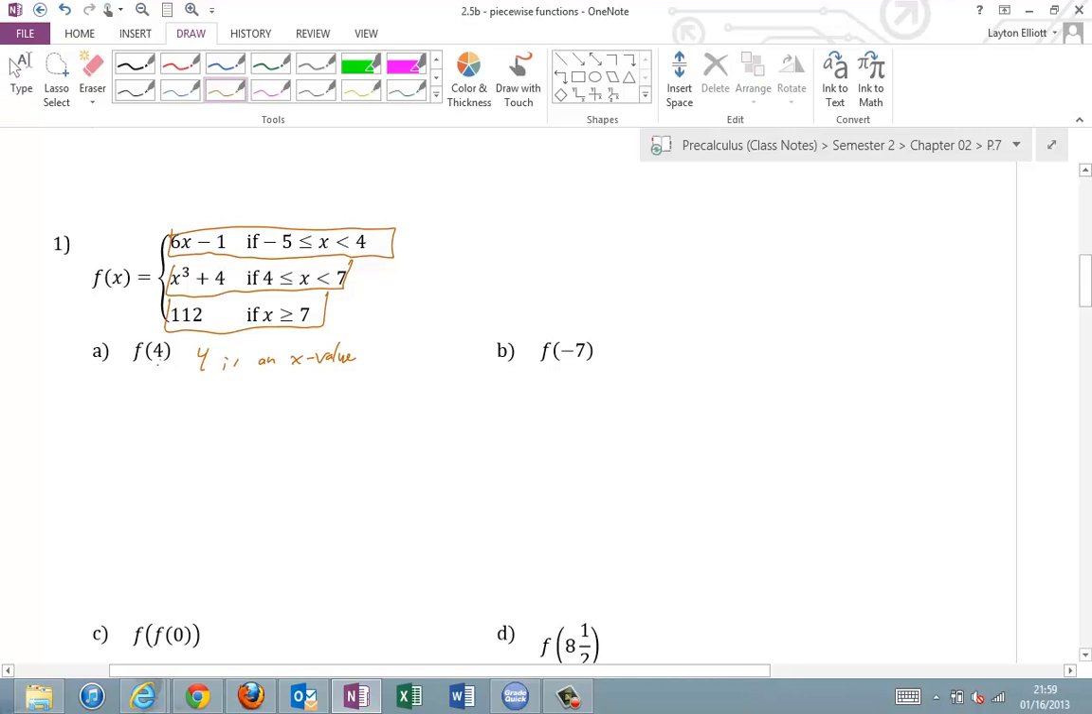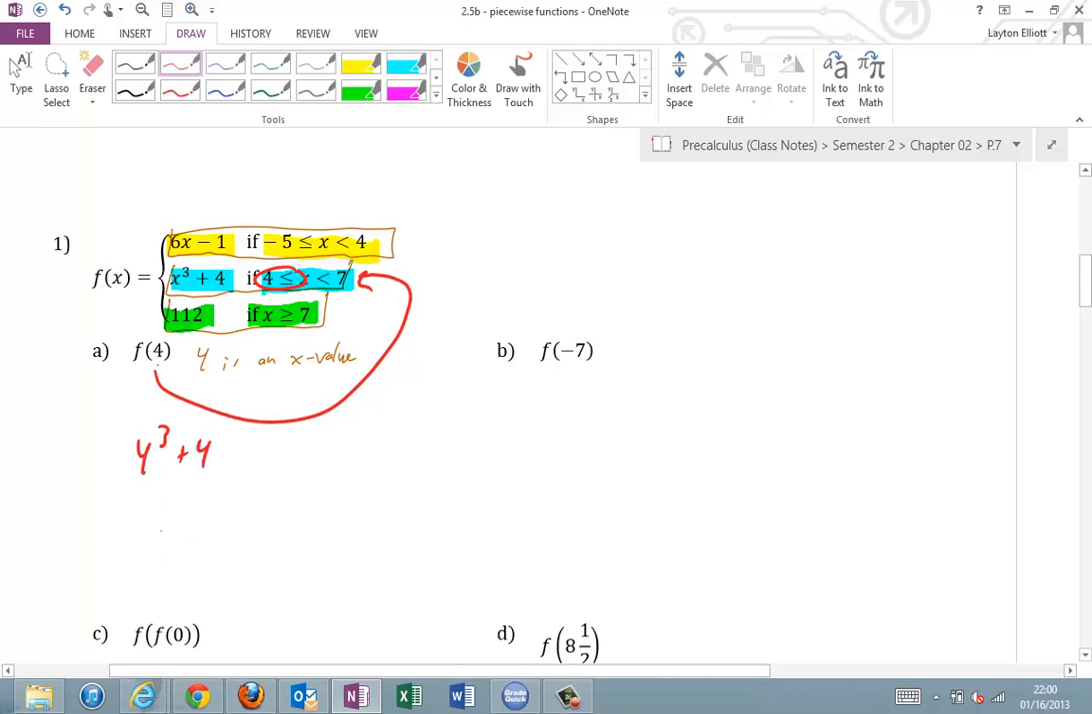So we're going to plug 4 in, but the question is, which one do we plug it in? Do we plug in yellow highlight? Do we plug it in blue highlight? Or do we plug it in green highlight? Well, 4 satisfies one of these conditions, either this, this, or this. And if we look at where 4 falls, it actually falls in between 4 and 7, including right there. So we're going to take 4 and plug it into that row. We're going to plug it into 4 cubed plus 4. 4 cubed is 64. 64 plus 4 is 68.